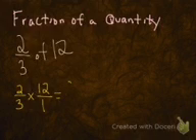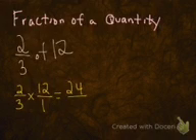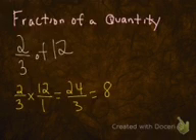Then we just multiply numerator times numerator. 2 times 12 is 24. 3 times 1 is 3. We just treat that fraction bar like a division sign, which it really is. 24 divided by 3 is 8. Okay.